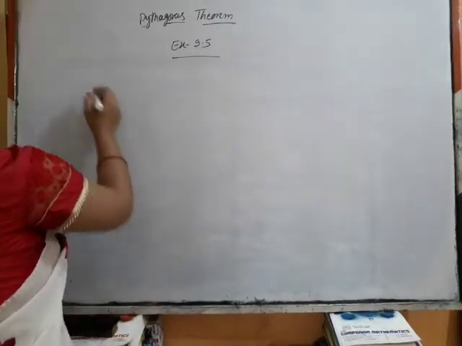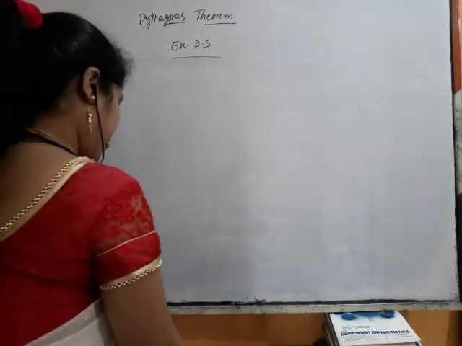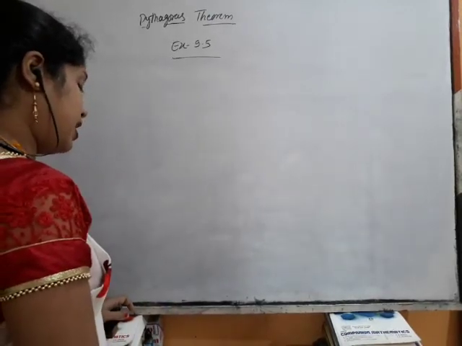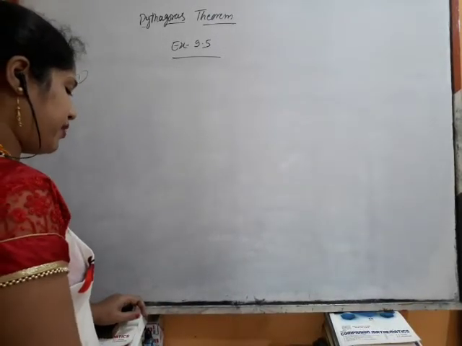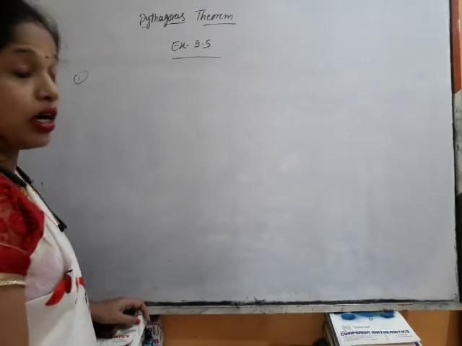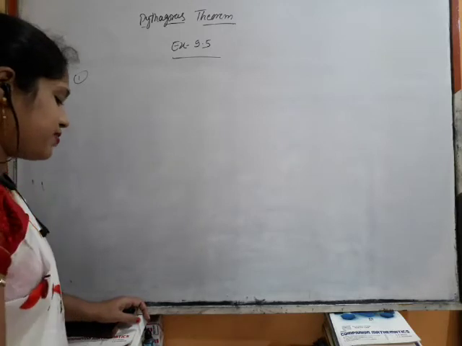in the exercise. So the first question says, the sides of a triangle are given below. Determine which of them are right triangles. In case of a right triangle, write the length of its hypotenuse. See students, four parts are given.